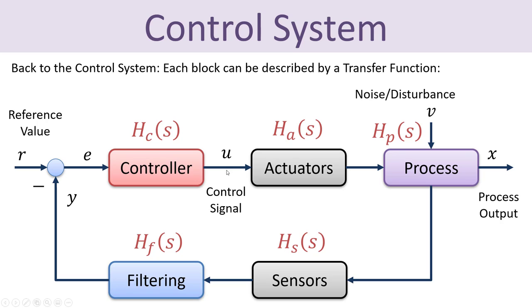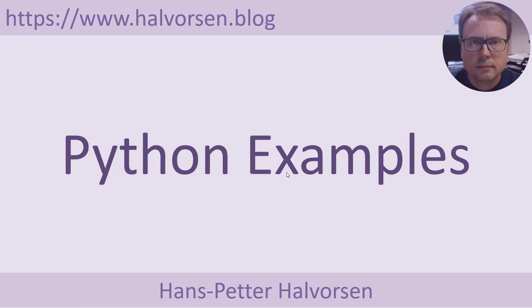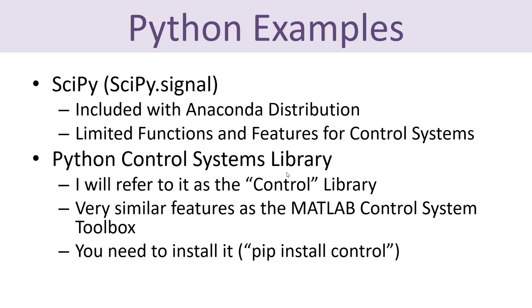If you go back to our control system, we have transfer functions for each of these parts. We have a transfer function for the process. We may have a transfer function for a sensor, a transfer function for the low pass filter, a transfer function for the controller. We may have a transfer function for the actuators, etc. Next, let's provide some Python examples.